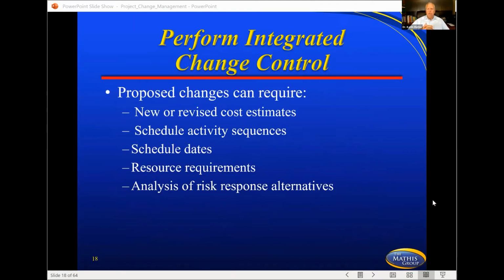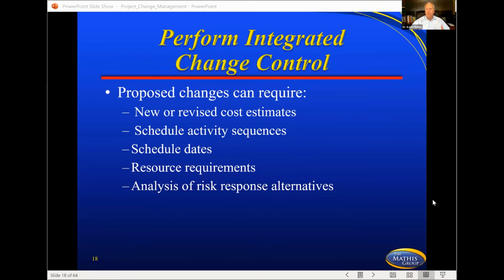So proposed changes can require several things. It could require a new or revised cost estimate. In many projects internally, it's amazing how the customer will turn around and ask for a change order thinking it will not change the due date or the cost. And even on internal projects, you want to push back on that customer and let them know that it's going to take 15 more days and it's going to take $5,000 more. They need to hear that from us so that they understand that this is not a free change order that's not going to have an impact.